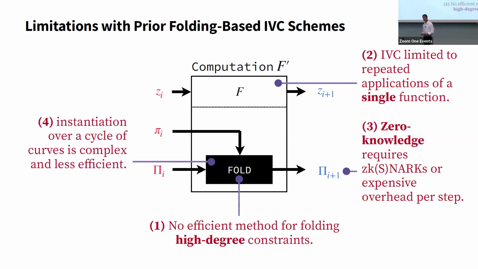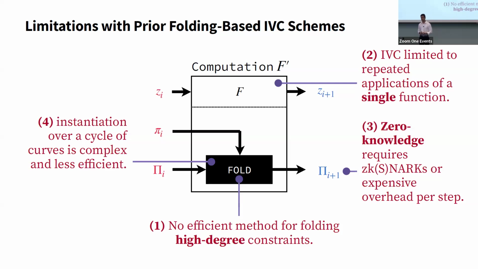And the final core limitation is that when you go and try to instantiate all of this over a cycle of curves, the current blueprint we use is based on the approach of Ben-Sasson and others back in 2014. However, that blueprint is closely based on SNARK-based IVC schemes. And ideally, in this new regime of folding-based IVC schemes, you want to find a new way of instantiating these cycles in a way that takes advantage of the structure of folding schemes.